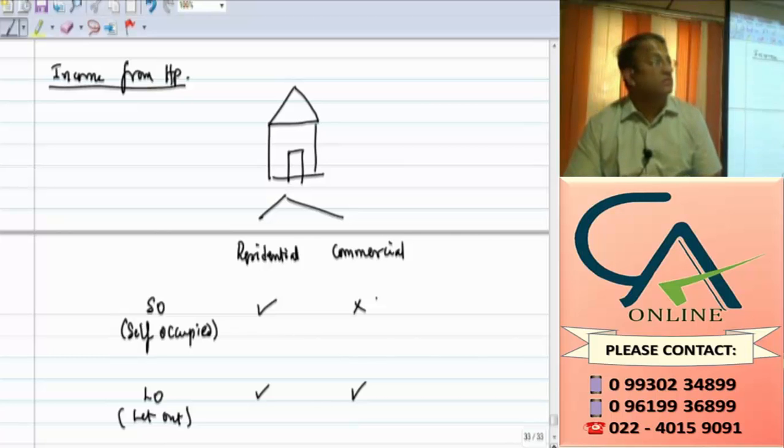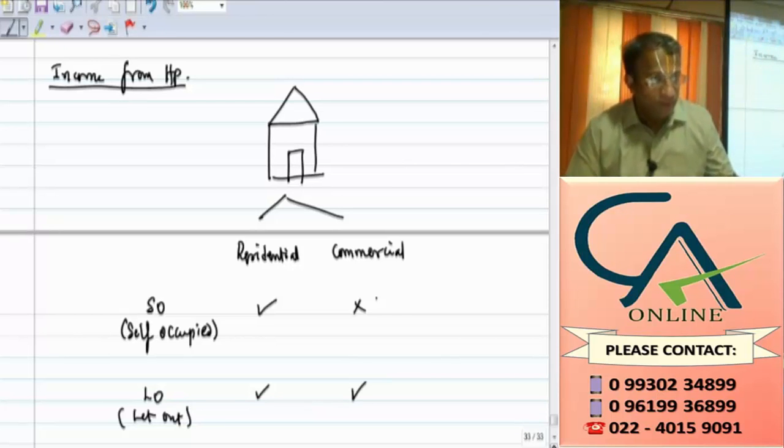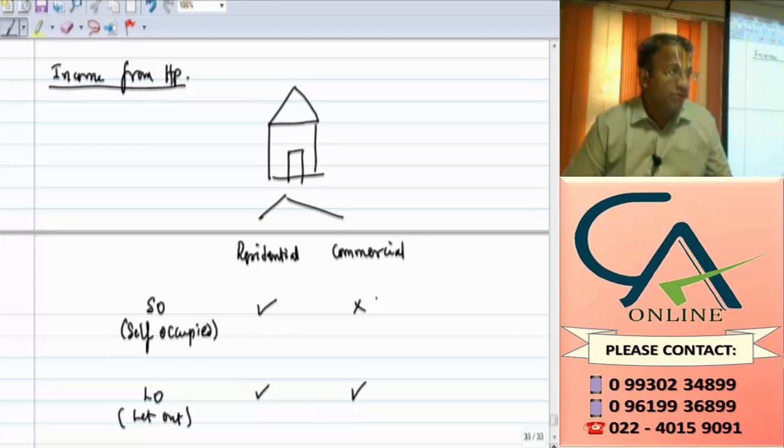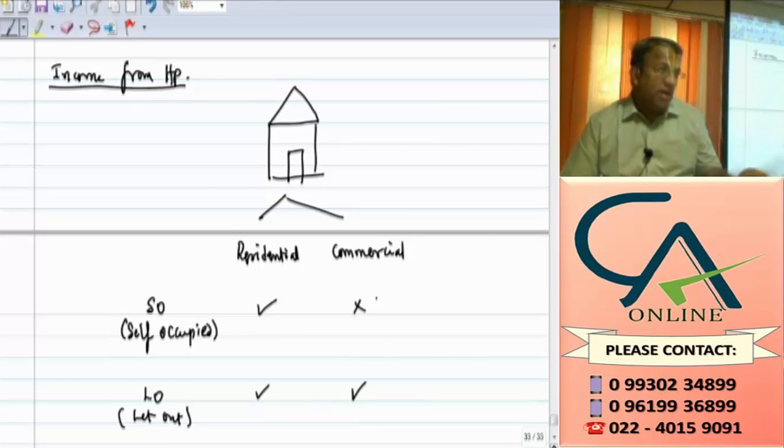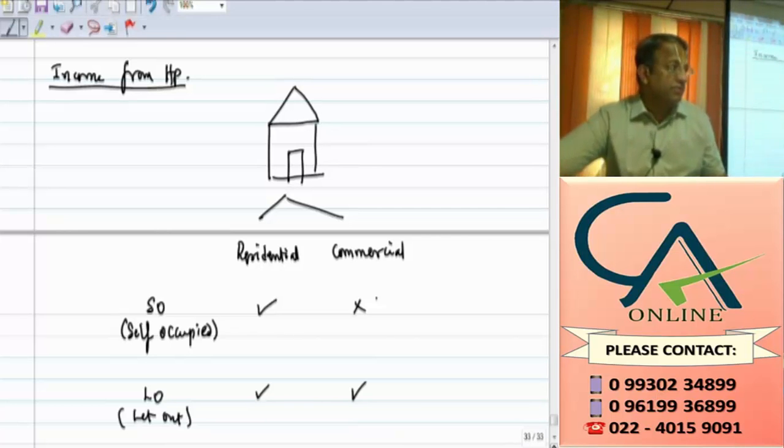The point which I wanted to tell you is that income arising from building, land and building, even land is also to be taken up as part of this income from house property only. Not only land, but building alongside of the land on which rental is collected, then it will be taken under income from house property. So I will just give an example why land is also included.